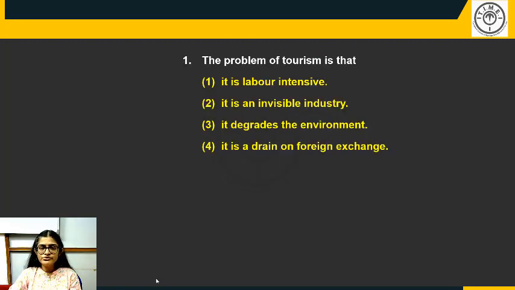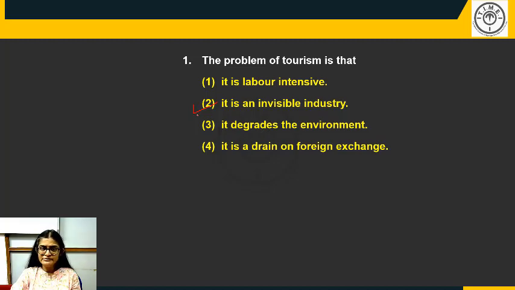The problem of tourism is that, please look at the options, it is labor intensive. Does the passage say that? No. Labor intensive means it involves a lot of manpower. No. It is an invisible industry. It is straight away directly mentioned in the passage that is the problem of tourism. It degrades the environment. It does not say so. Later it says for sustainable tourism this is what we should do. But the passage does not say that tourism degrades the environment. It is a drain on foreign exchange. No. So our answer is 2.